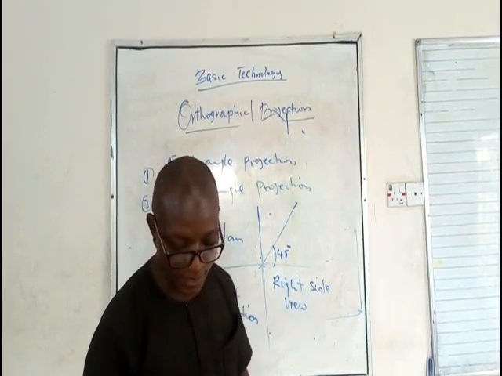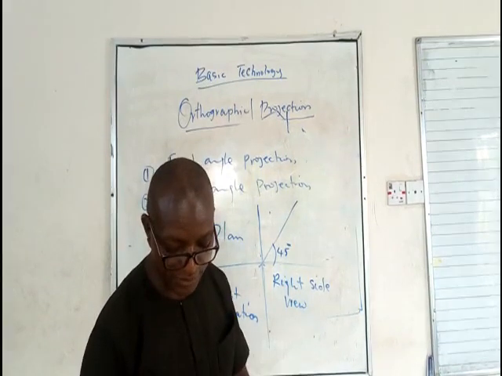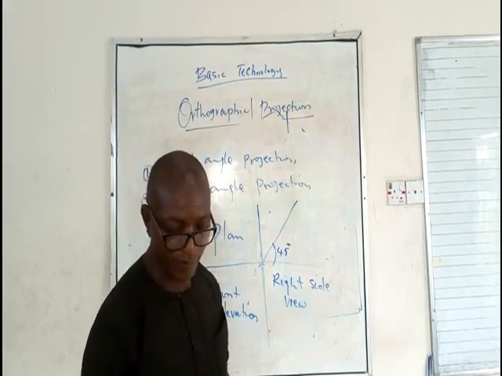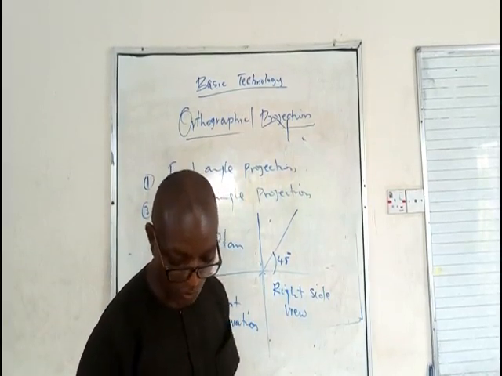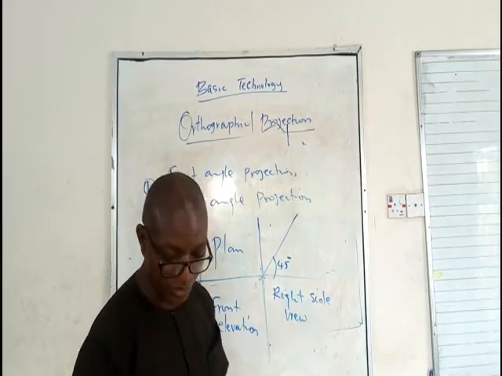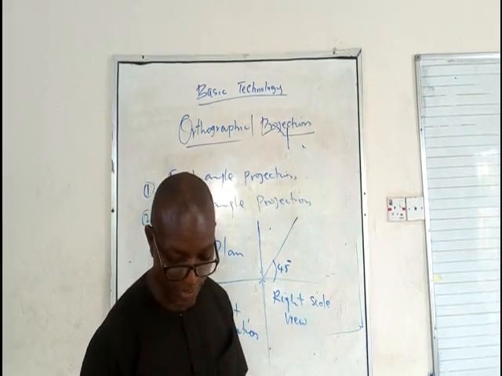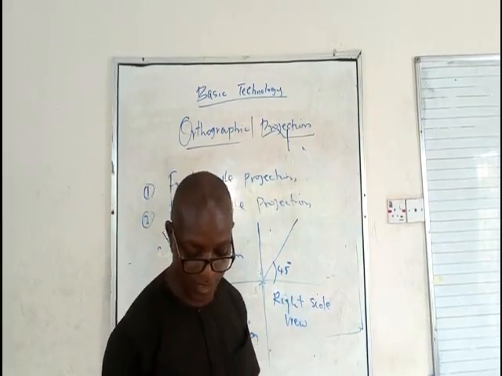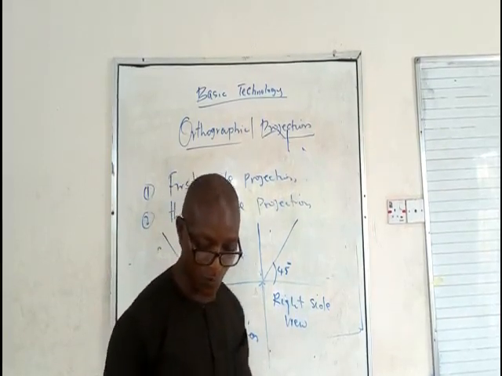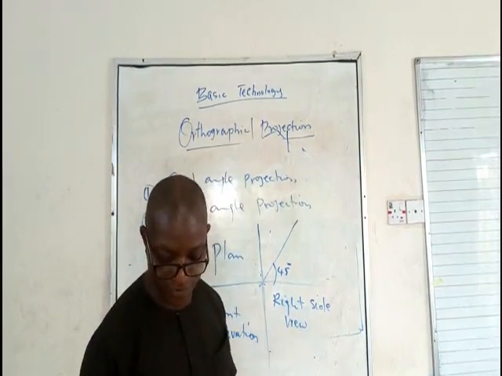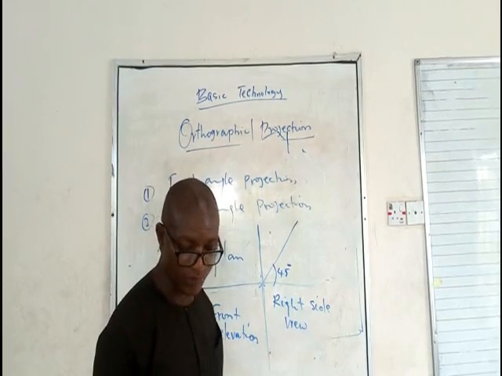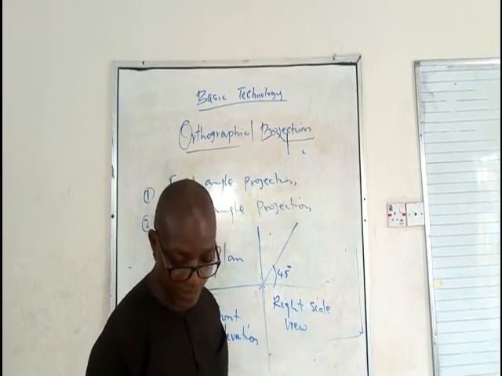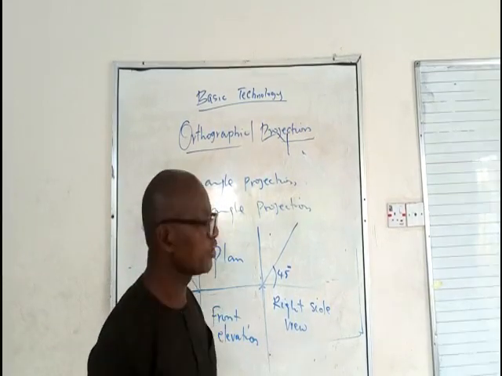And looking at the notes, you see the questions below: question number 1, question number 2, and question number 3, which say, what is an orthographic drawing? What advantage do orthographic drawings have over pictorial drawings? Then explain the 2 angles of projection.